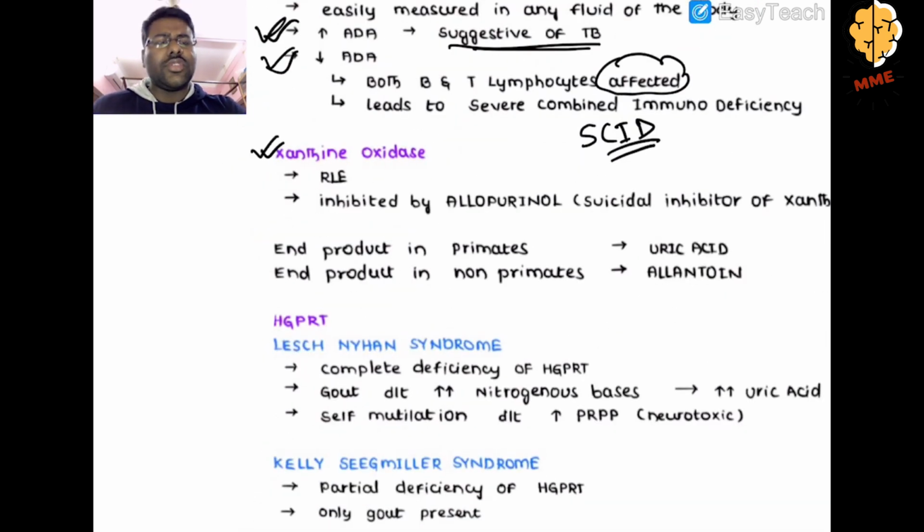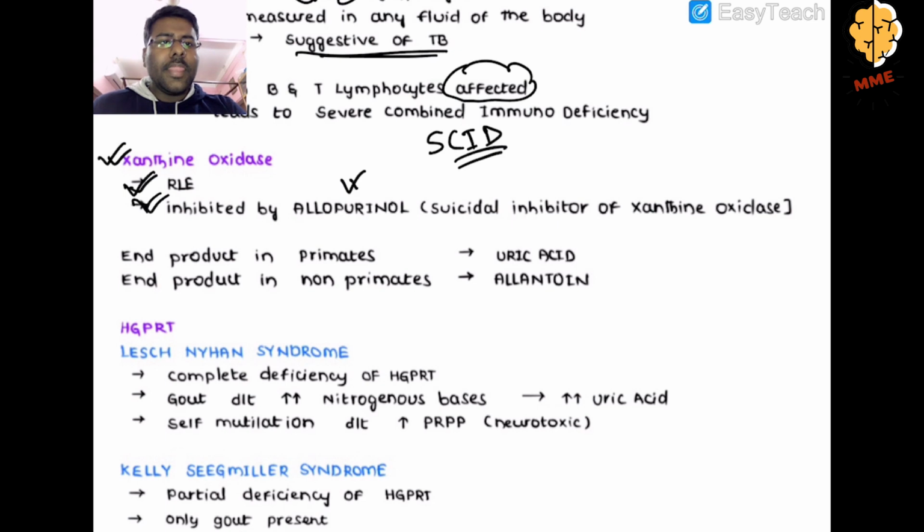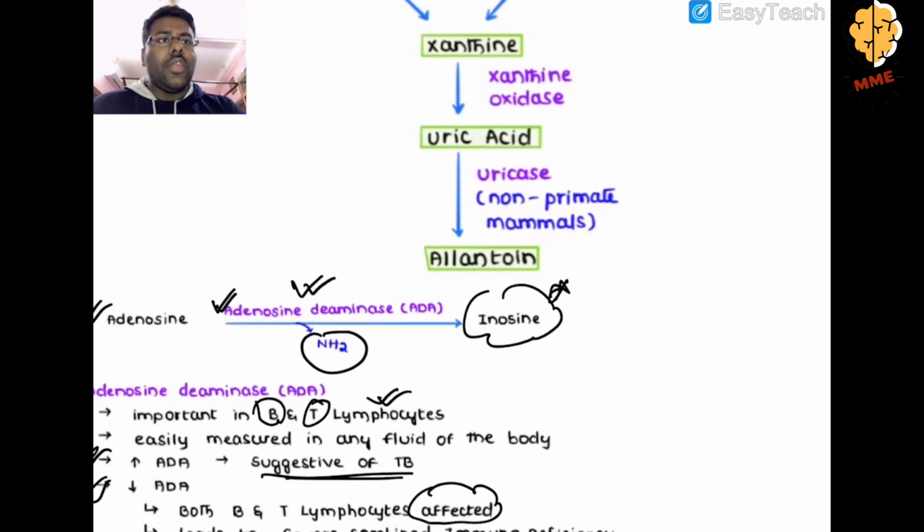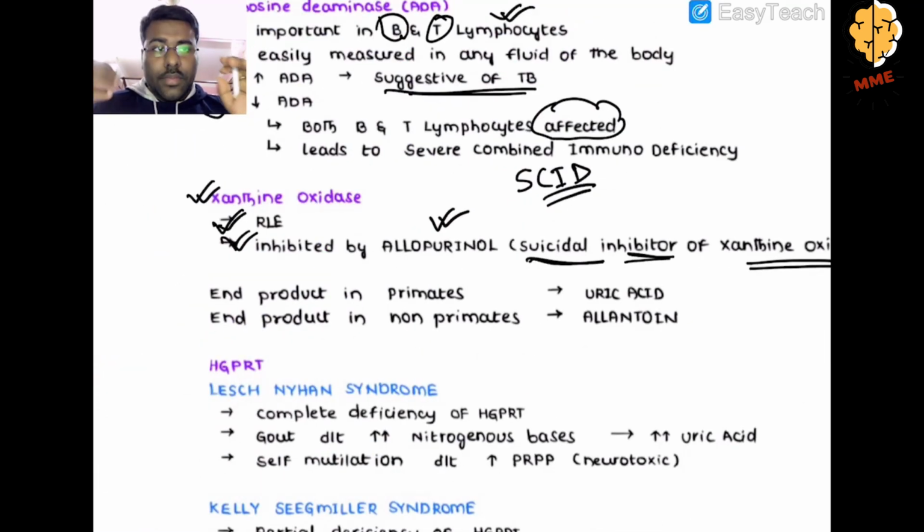Coming to the xanthine oxidase enzyme. We know xanthine oxidase is a rate limiting enzyme and is inhibited by allopurinol. We all know that. And what is this? This is a suicidal inhibitor of the xanthine oxidase. Okay. So allopurinol causes inhibition of the xanthine oxidase.